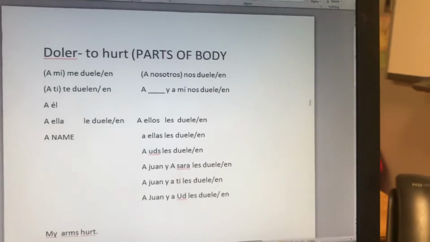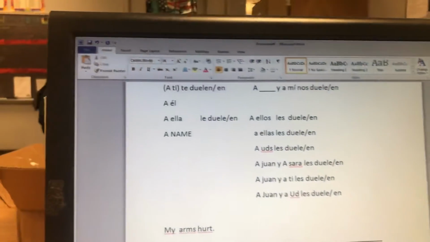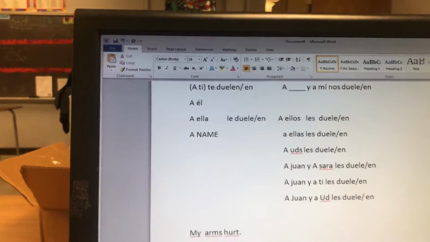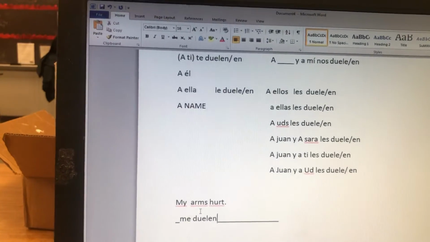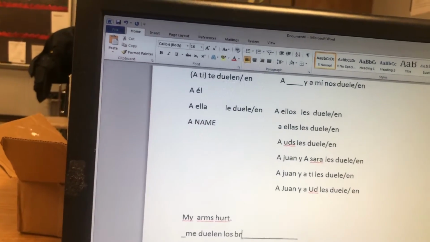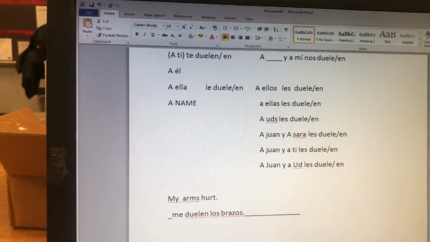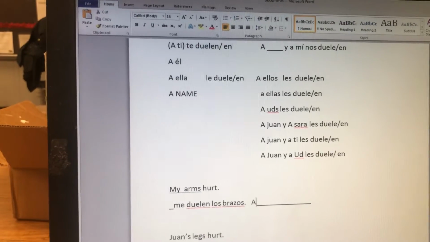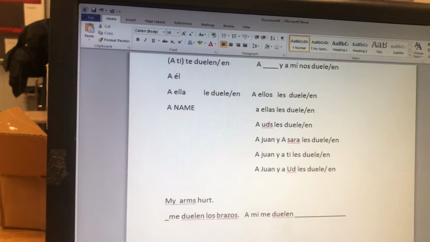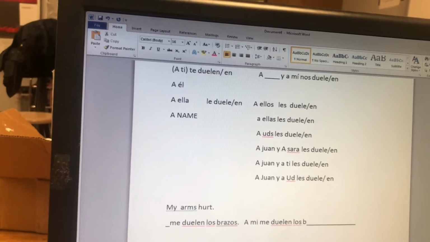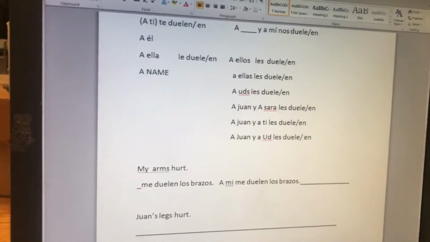So if we go down to do some examples, my arms hurt. So you could just say me duele. Now, are we going to pick duele or duelen? Well, we're going to pick duelen because arms is plural. Los brazos. Oopsie. Now, you could also do the a mí thing. A mí, me duelen los brazos. Okay, either of those are good answers.